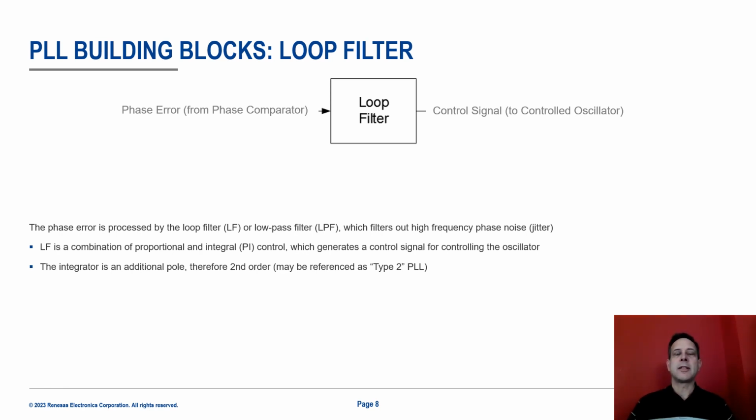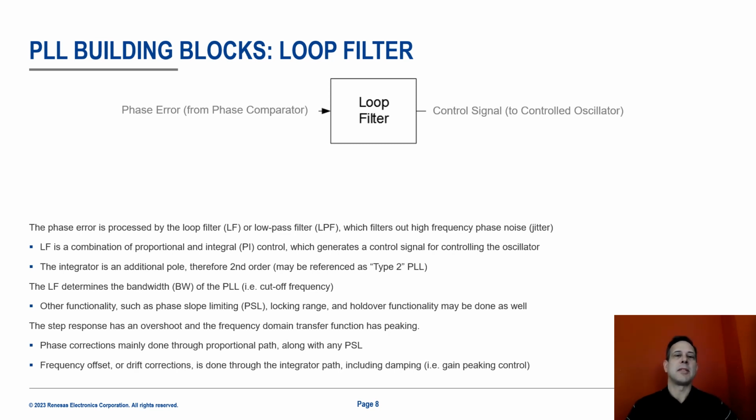The loop filter is a combination of a proportional term and an integral term. We won't get into the mathematics of that transfer function, but you can look at it as the proportional representing the phase traceability of the input reference and the integral representing the frequency. The integrator makes up an additional pole within the filter, and you sometimes see the filter referred to as a second order filter. And the PLL with that implemented will be referred to as a type 2 PLL.